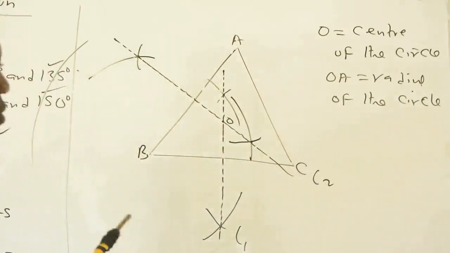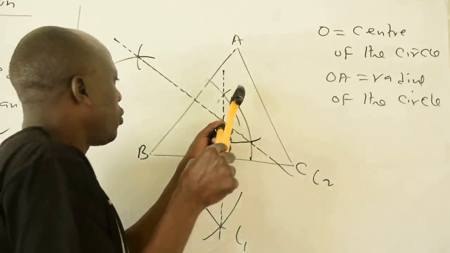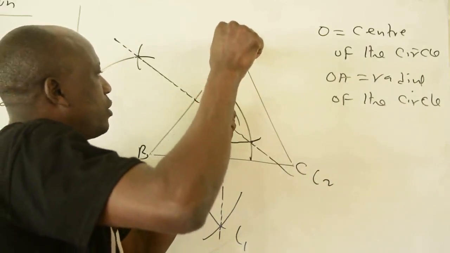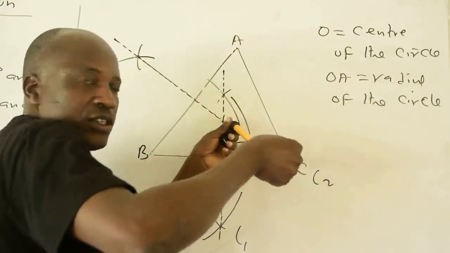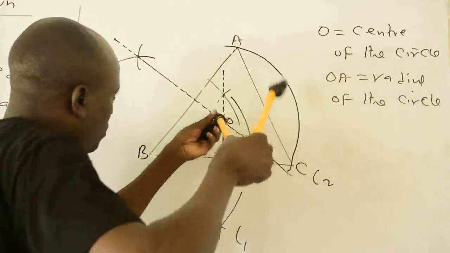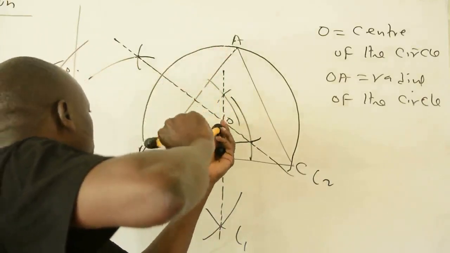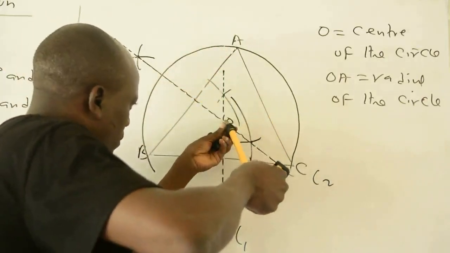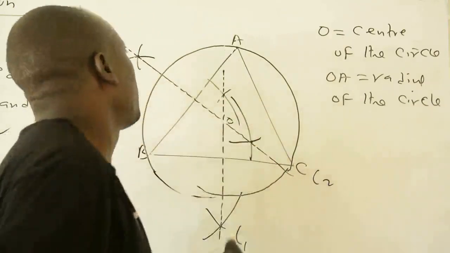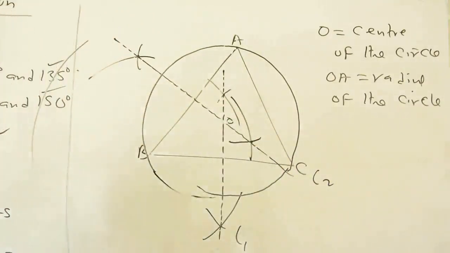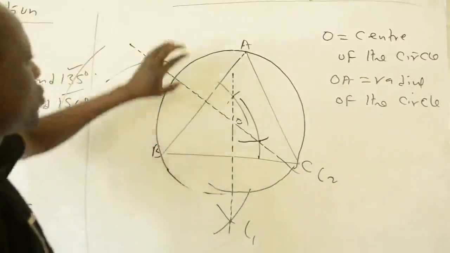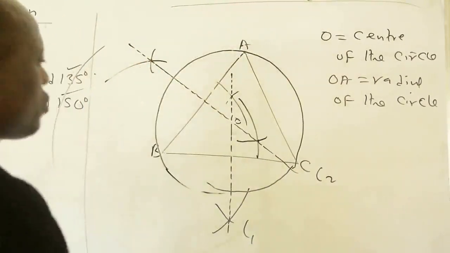So place your compass at point O to point A. It's the same thing as from point O to point C, the same thing as to point B. Then you draw your circle. Now you see the circle touches point A, point B, point C. So this is what we call the circumcircle.